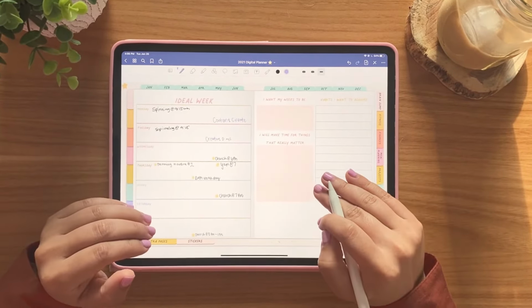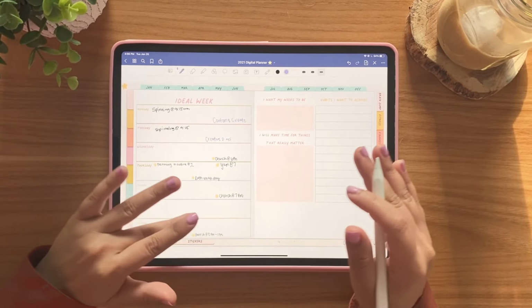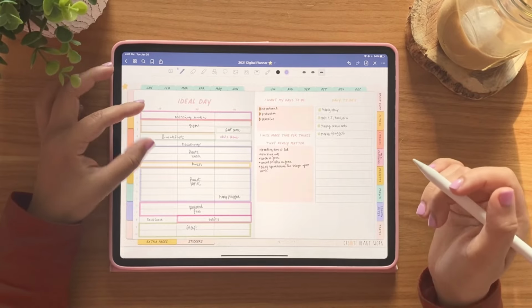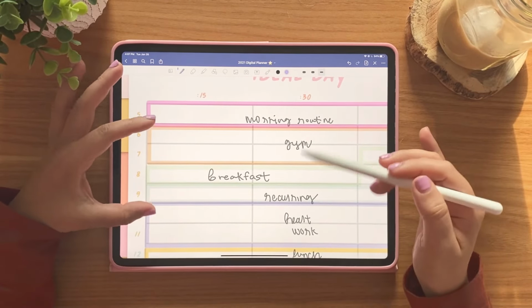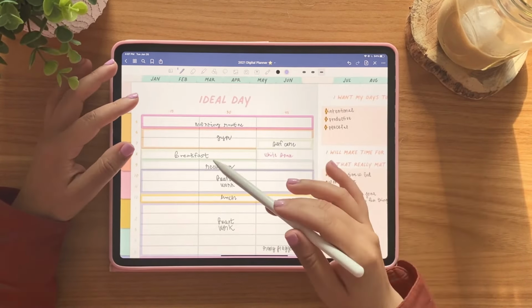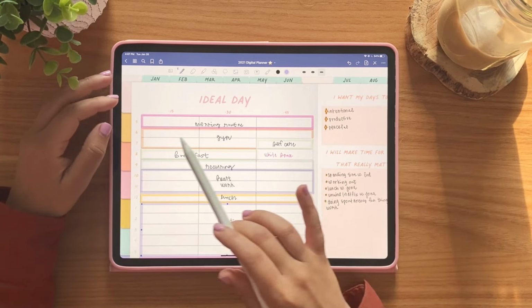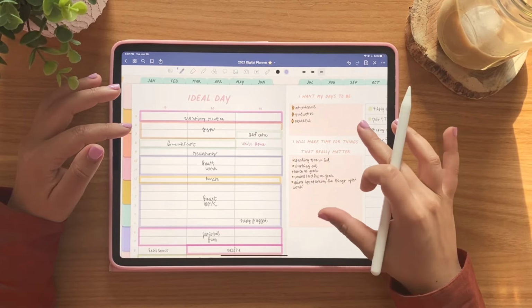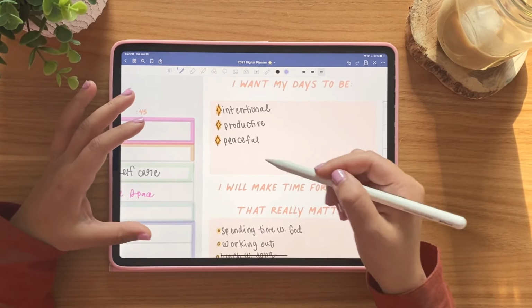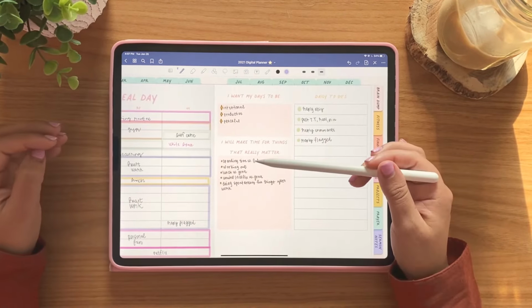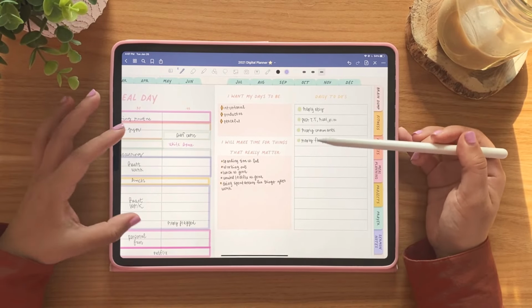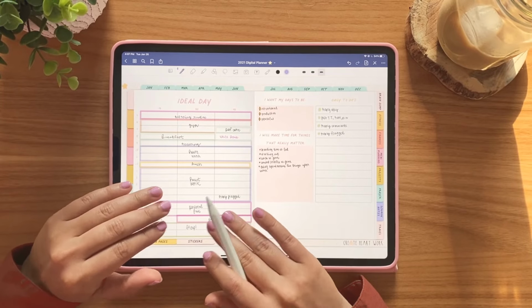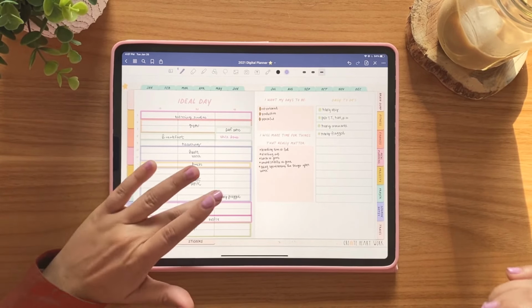I didn't really go into detail in this one because I have another template I use, but I did go into detail with my ideal day. So I actually used different colors of highlighters, and I started planning out my ideal day with 15-minute increments. And then I want my days to be intentional, productive, and peaceful. I will make time for things that really matter, and my daily to-dos, things that need to happen every single day. This is the goal. That doesn't mean it's always going to happen, but that is my ideal day.